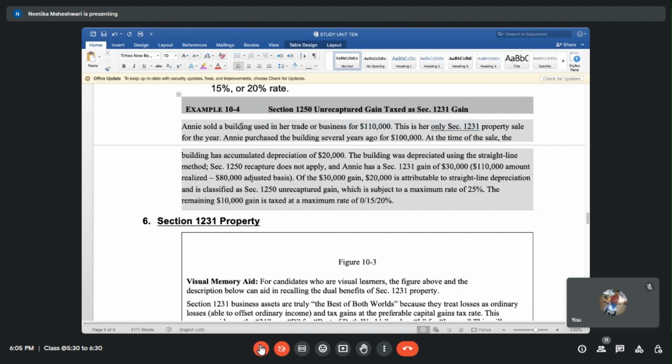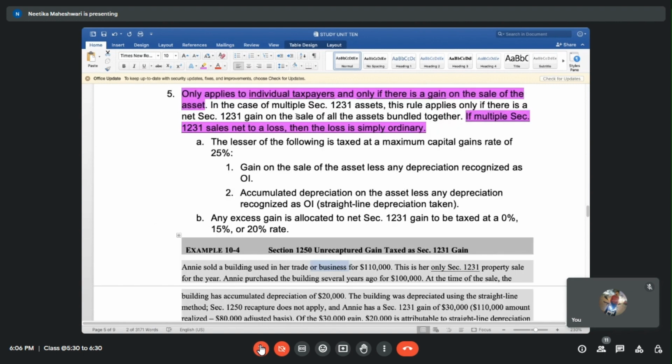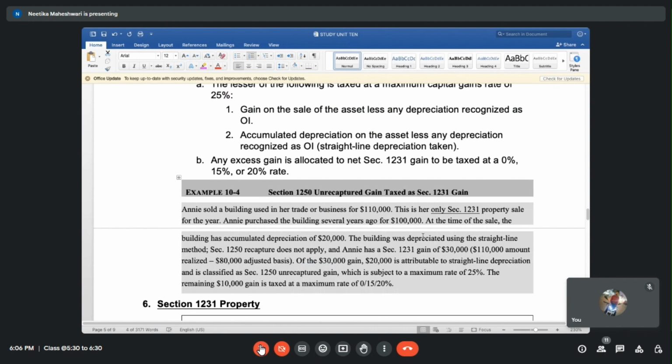So when it is a building, what section will come into the picture, Sakshi? 1250. Perfect, 1250. When it's a building and it has been used for business, that becomes a business property. And this is our only asset, so we are not worried about netting of multiple section 1231 assets. Yeah, continue, please. Annie purchased the building several years ago for $100,000.